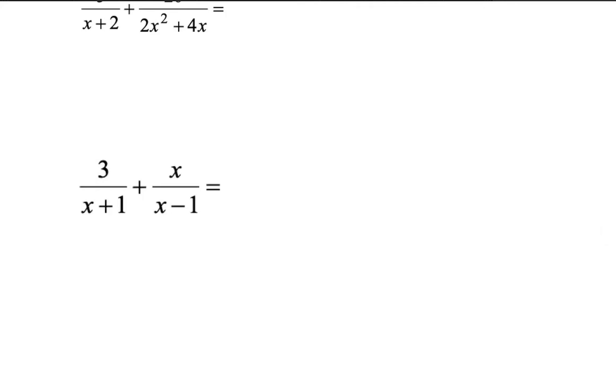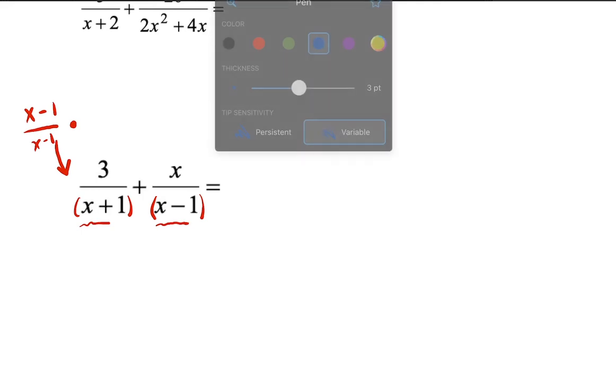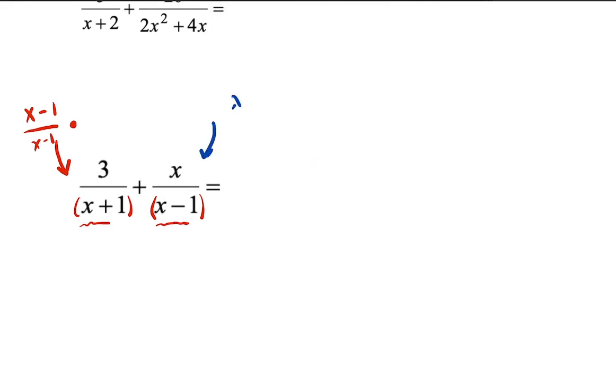If we have 3 over x plus 1 plus x over x minus 1, there is nothing that these have in common, because these are entire factors like this. So there is no easy way to do this. You just need to multiply the left by x minus 1 over x minus 1, and the right by x plus 1 over x plus 1.